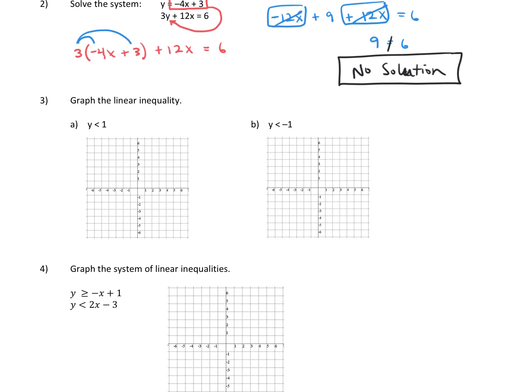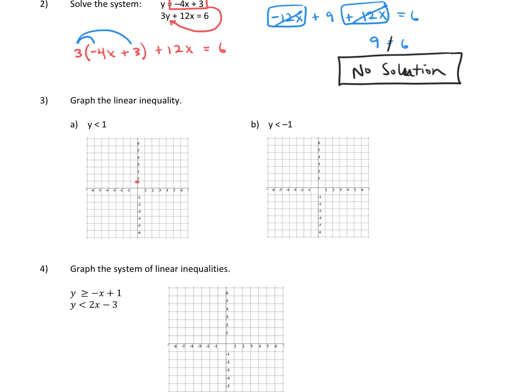All right, number 3, graph the linear inequality. First, I want to point out that our inequality right here has only one variable. We have the y, but not the x. When that happens, this is one of our special lines. It's either going to be horizontal or vertical. So what we do is we look at the variable, the y, and the 1. We're going to go to the y-axis at a positive 1 and plot a point. I know that that point is on our line.